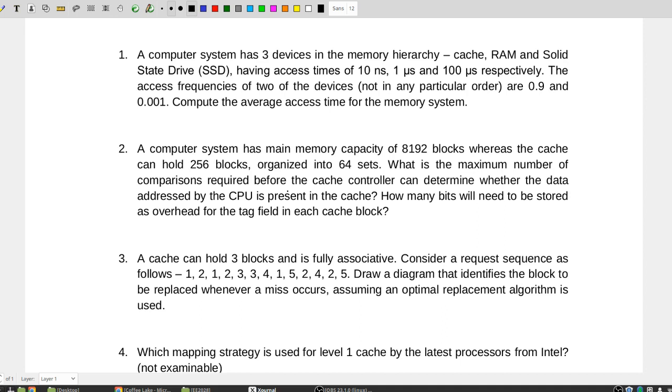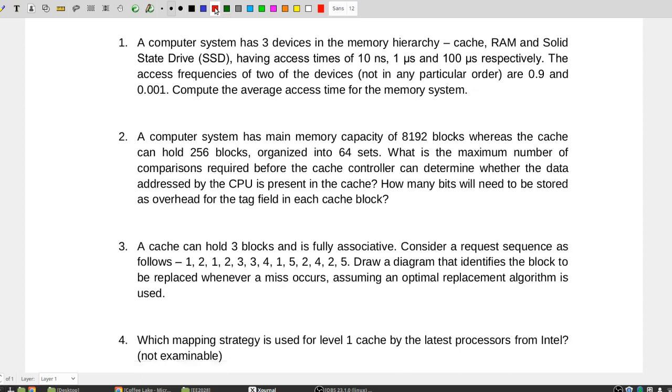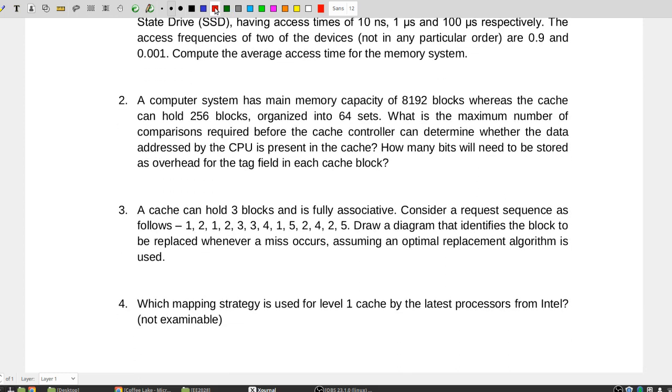We had completed 2 problems from the tutorial on memory systems or cache memory. 2 more remaining. So let us look at the third one. Now, a cache can hold 3 blocks of data and is fully associative. So we have a fully associative cache memory. Consider a request sequence as follows: 1, 2, 1, 2, 3, 3, 4, etc., 5.